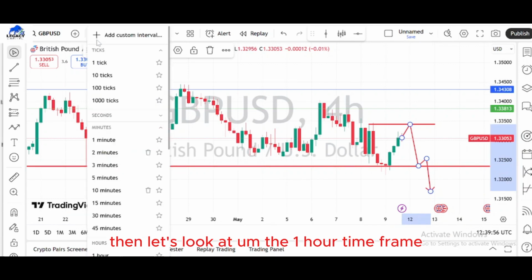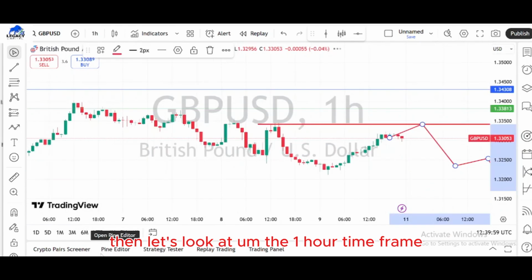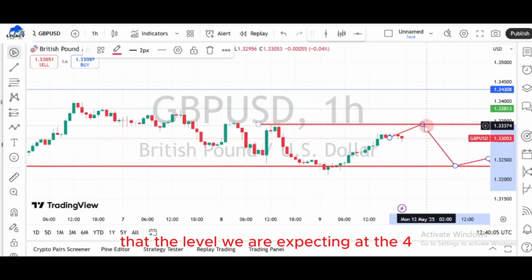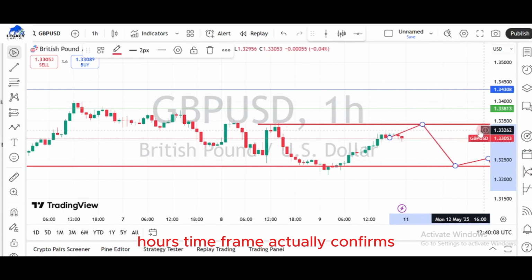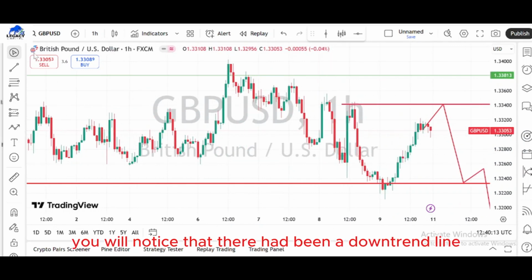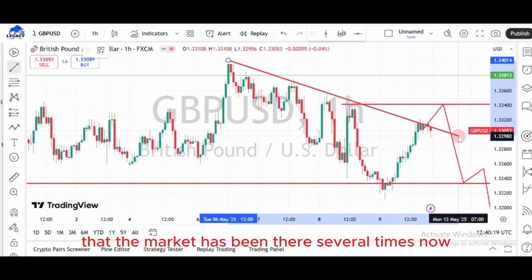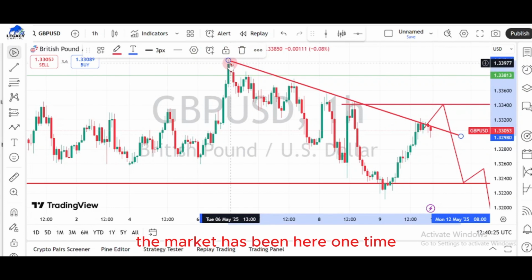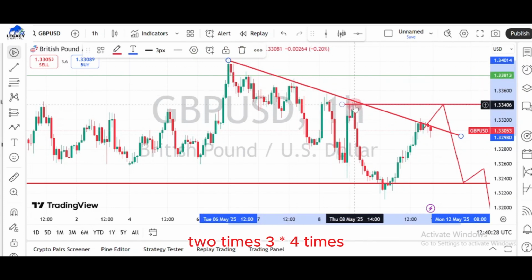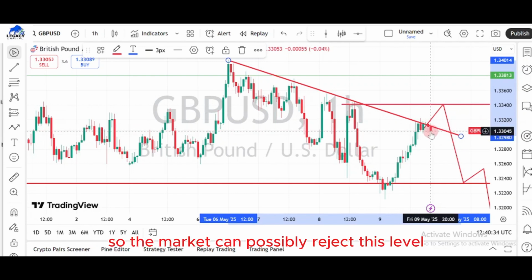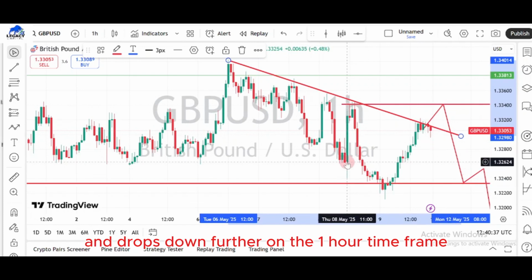Then let's look at the 1 hour time frame. At the 1 hour time frame, you will notice that the level we are expecting at the 4 hours time frame had actually acted as a resistance. And there has been a downtrend line that the market has touched several times. The market has been here 1 time, 2 times, 3 times, 4 times, and this is the 5th time the market is going to this level. So the market can possibly reject this level and drop down further on the 1 hour time frame.